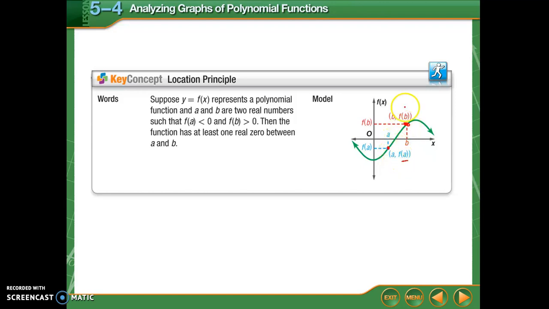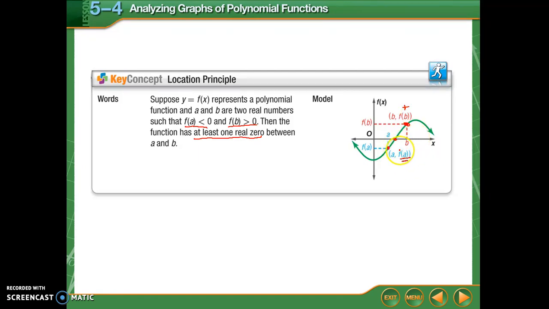So f of a here is negative, and f of b here is positive. That's what it says here. F of a is less than 0, and f of b is greater than 0. The function has at least one real 0 between a and b. Where is the real 0 on this graph? It's right here. The 0 is where it crosses the x-axis. This makes total sense, right? A and b are both positive x values, but we're looking at the y value of the function, right?